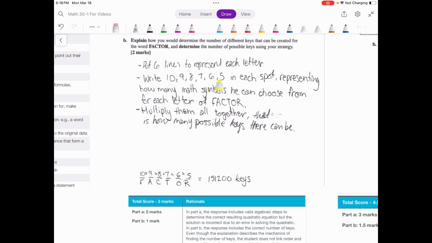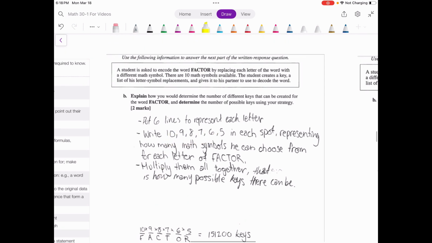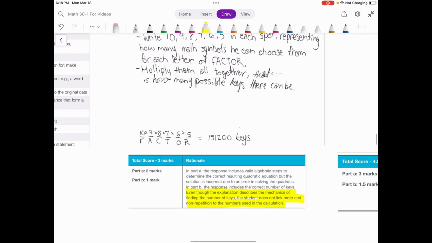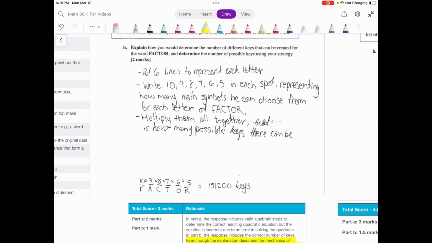They got the right answer. Look at their mark. They got 1 out of 2. They even do have some explaining. But why are we doing 10, 9, 8, 7, 6, 5? How does that relate back to the question? Well, look here. Even though the explanation describes the mechanics of finding the number of keys, the student does not link order and non-repetition to the numbers used in the calculation. That's what was standing between a 1 out of 2 and a 2 out of 2 for this student.